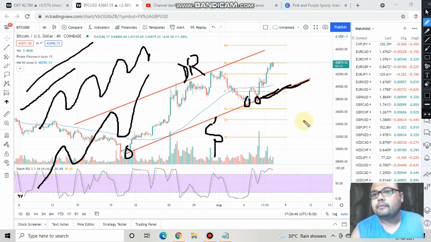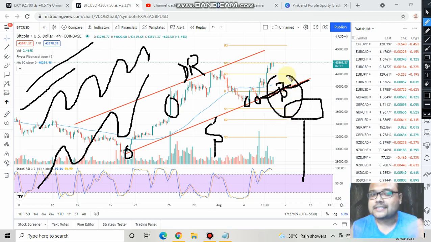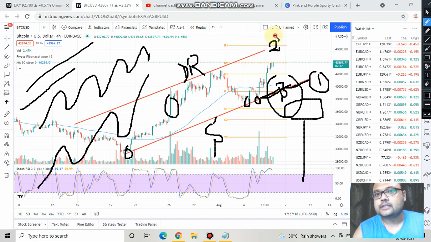And you'll get the confirmation in the form of a hammer pattern or a green candle like this, or a price rejection from below. Once you see the price is being rejected from below on the support level, then you'll get the confirmation that market is respecting the trend line as a valid support, and you can go for a buy here. You can go for a buy here, plain and simple. Clear? So this is your first trading opportunity, and your second trading opportunity is this resistance, this trend line.